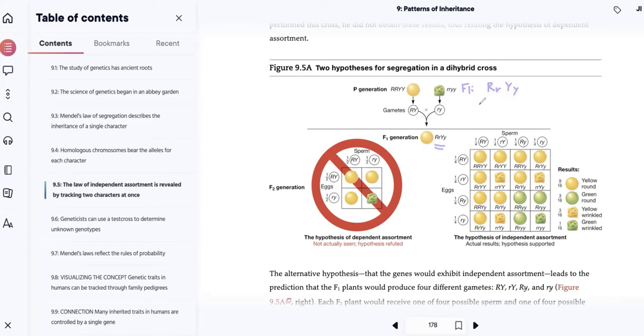Then the gametes produced are going to be 25% big R, big Y, 25% big R, little y, 25% little r, big Y, and 25% little r, little y. In other words, it's not like big R and big Y go together.